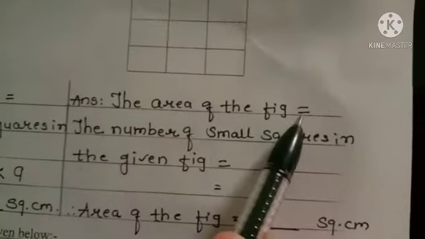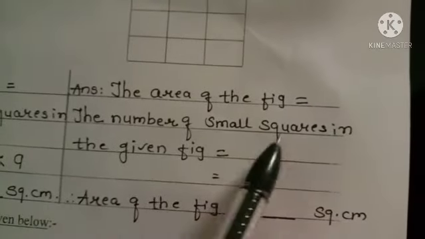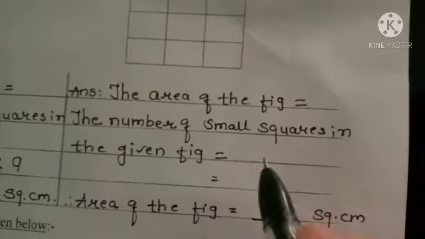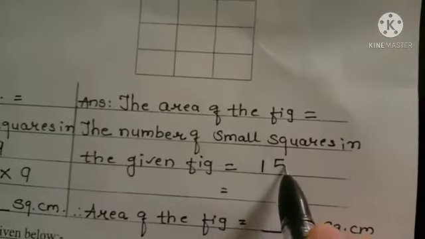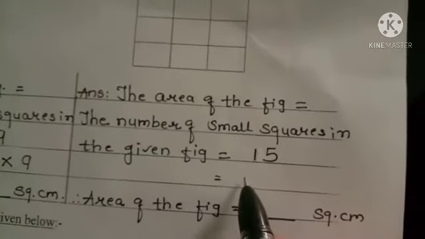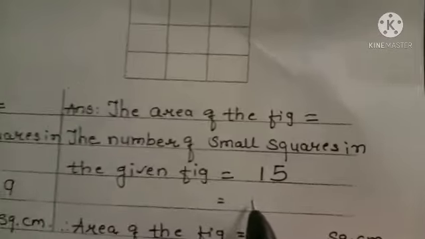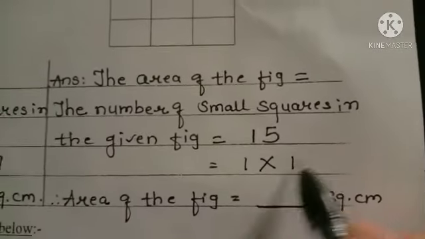So we will multiply this 1 by 15. We'll write here, the area of the figure is equal to the number of small squares in the given figure. How many? 15. One small square is of 1 square centimeter. So we will multiply this 1 by 15.